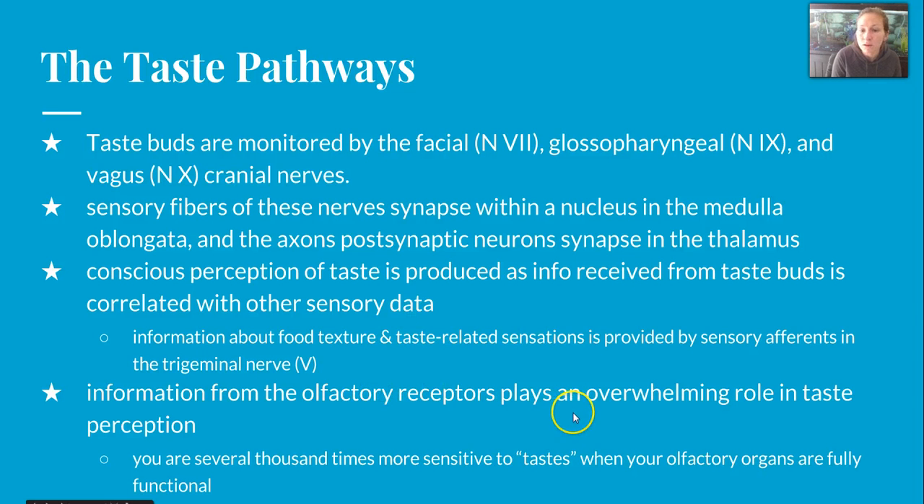Information from the olfactory receptors plays an overwhelming role in taste perception, and you are several thousand times more likely to be sensitive to taste when your olfactory organs are fully functional. And this is why when you're congested or sick, you may not be able to taste very well, because you have a blockage in those olfactory receptors.